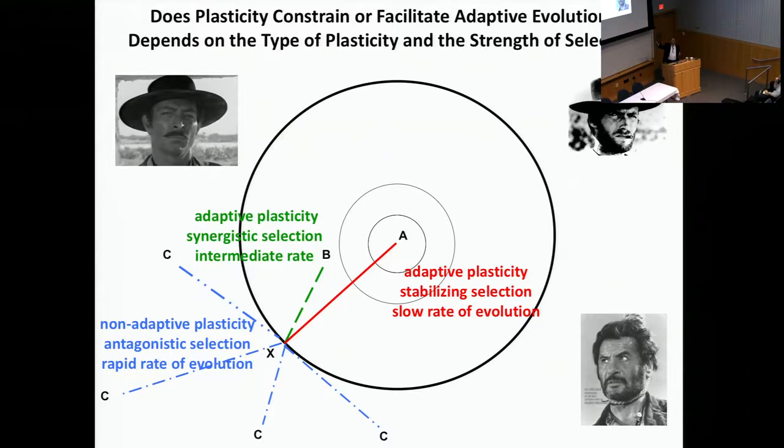But I think the take-home message of all of this is that when you look at a whole organism, they're made up of many traits, whether it be at the transcriptome level or at the phenotypic level, and it's likely that all of these things are going on all at the same time. And so how all of these types of plasticity contribute to local adaptation and evolutionary change is likely to be a net effect of the collective response.